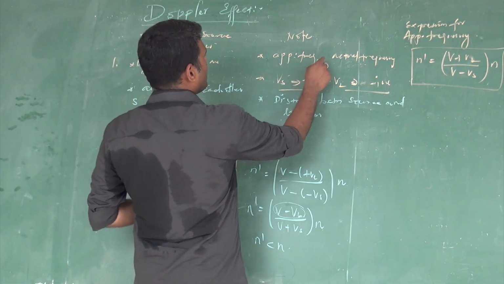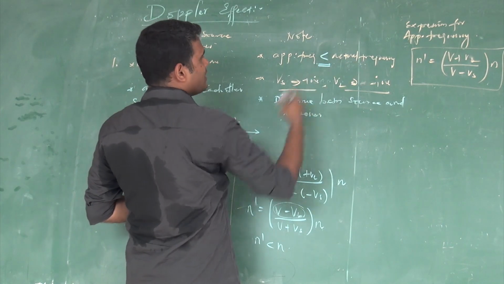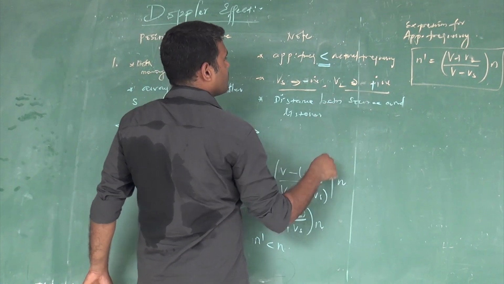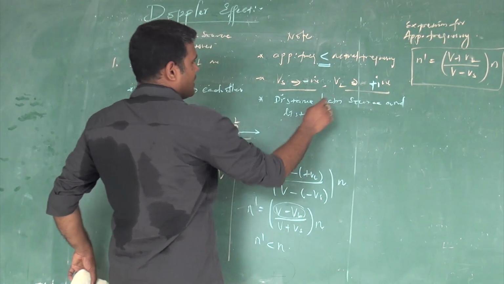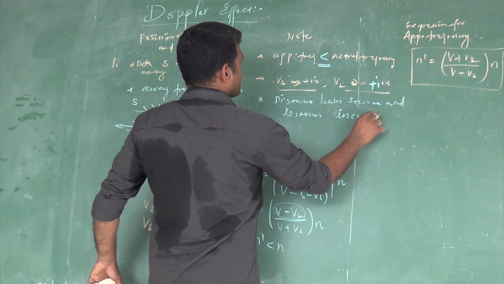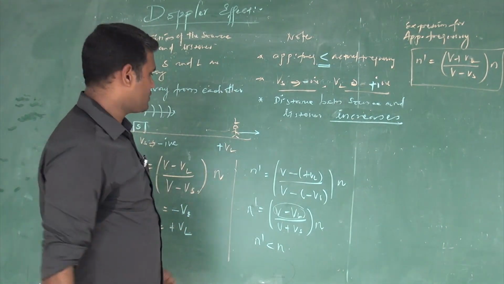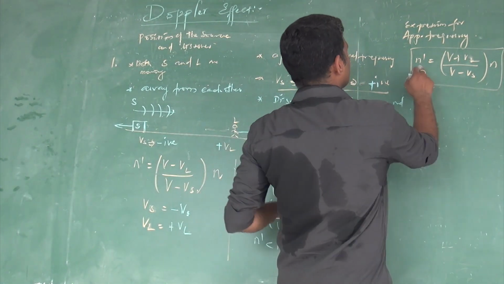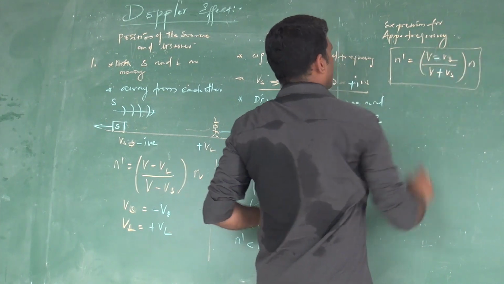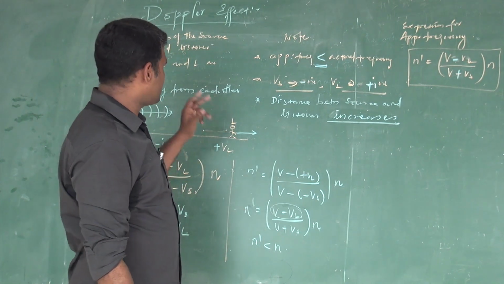So I can write apparent frequency is less than actual frequency. Apparent frequency is less than actual frequency. Vs has the sign convention negative, VL has the sign convention positive, and we can say the distance between the source and the listener increases. So the expression for apparent frequency is n prime equals (V minus VL) divided by (V plus Vs) into n. This is the second case.